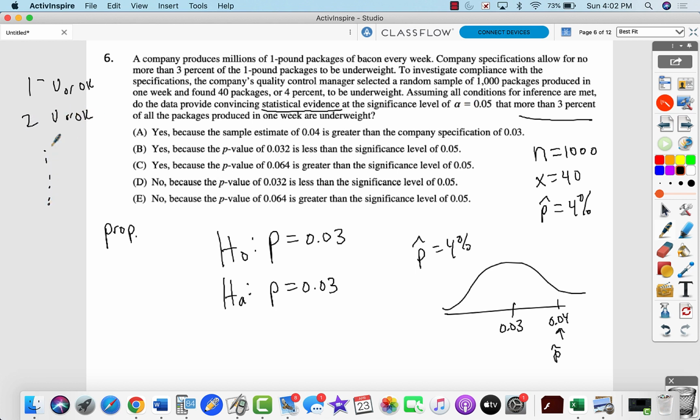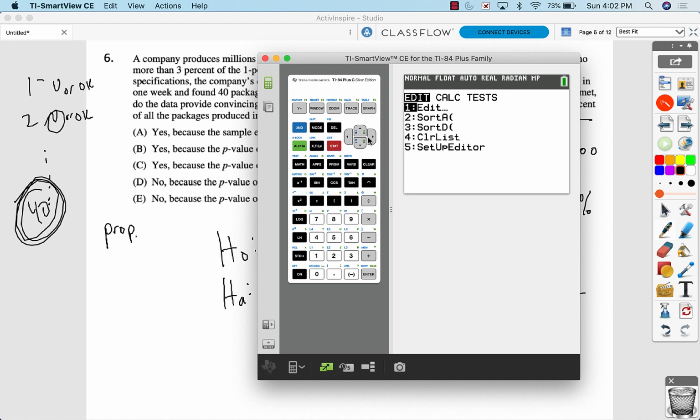And you count up the number that were underweight and it came out to be 40, which is a count. This is not a mean problem. It's a proportion problem. Okay, now we know it's a proportion problem. Let's go run the test. Okay, stat over to, this is a 1 prop z test. We have one sample and it's a proportion.